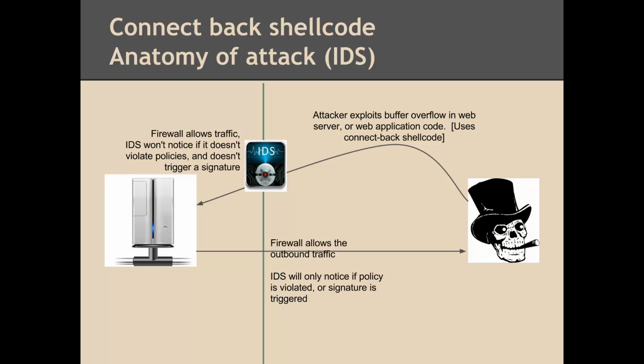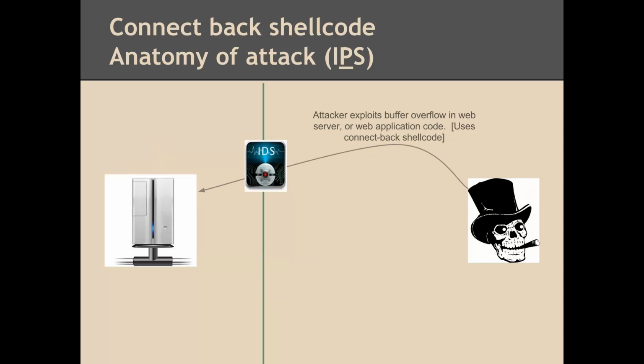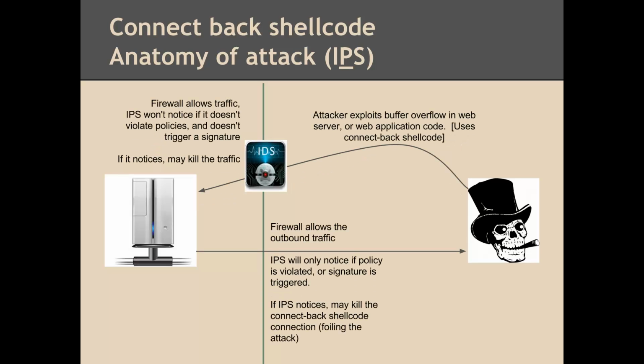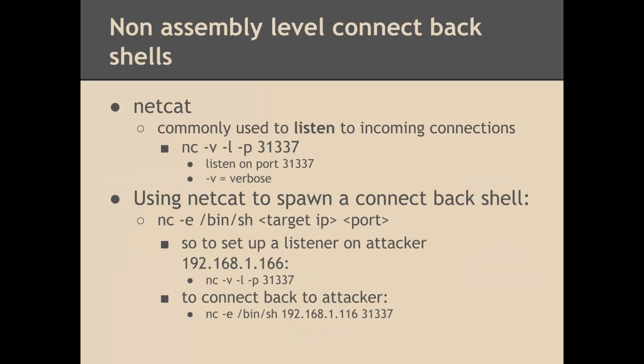And then what would happen is, once the exploit is landed, the target would attempt to connect back to the IP and port specified by the attacker, and the firewall would allow the outbound traffic. And the IDS would only notice if the outbound traffic violated some form of policy, or if a signature was triggered on the outbound traffic. So, an intrusion prevention system is very much the same, but if at any point it triggers a signature, it may kill the traffic at that stage.